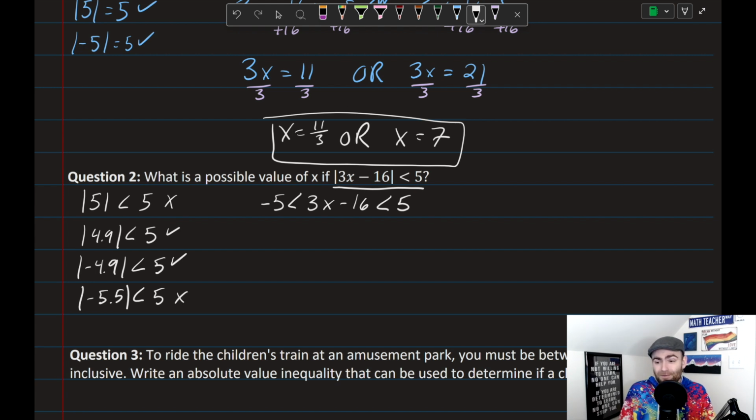All right, let's solve this. We're going to solve it the same way we solve compound inequalities. We're going to add 16 to all sides.